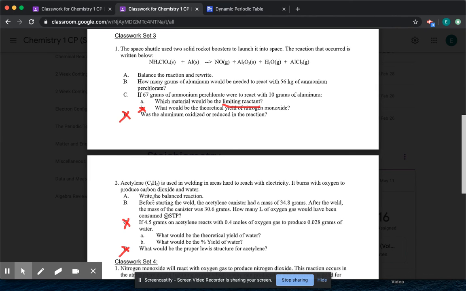Tomorrow we will be doing the yield. And yield is how much of something, it's a conversion rate. So if we have 10 grams of something, how much of it do we convert? That's what yield is. And that's what we'll talk about tomorrow.